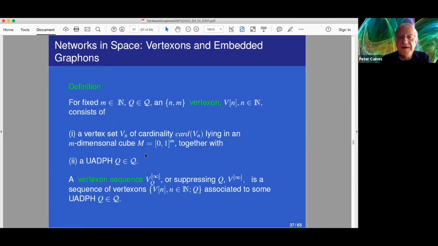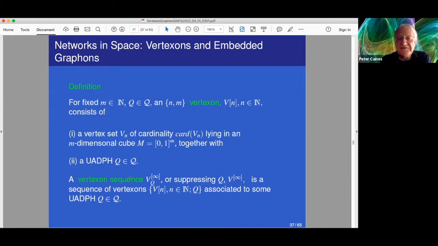So now here's the key definition. A vertexon consists of a vertex set, so it's just a bunch of points in the unit cube, a vertex set of cardinality Vn, not necessarily equal to n, lying in the cube, together with one chosen uniformly asymptotically dense partition hierarchy member. So think of that as just being the rectangular lattice, and then we don't really need to think about all the other possibilities.